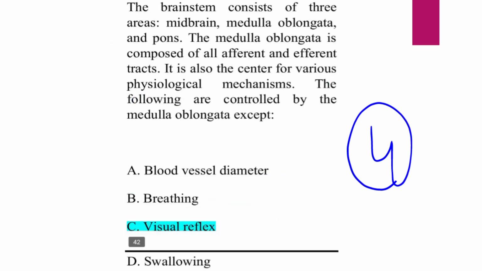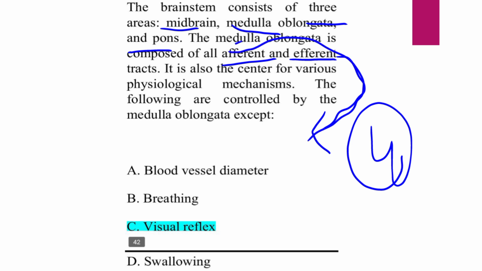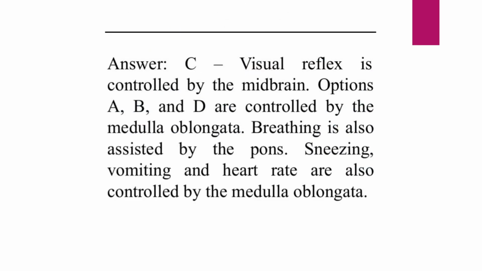Next we have MCQ number 4. The brainstem consists of 3 components: midbrain, medulla oblongata and pons. The medulla oblongata is composed of all the afferent and efferent tracts. Efferent tracts go out for action, and afferent tracts carry information to the brain. It is also the center for various physiological mechanisms. All of the following are controlled by the medulla oblongata except which one: visual reflex. Visual reflex is controlled by the midbrain.